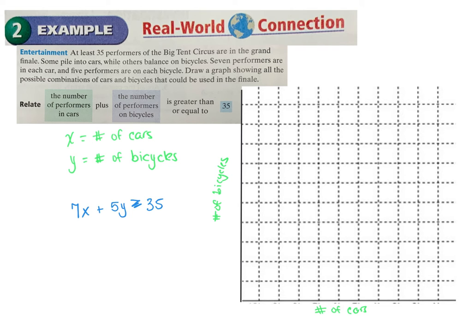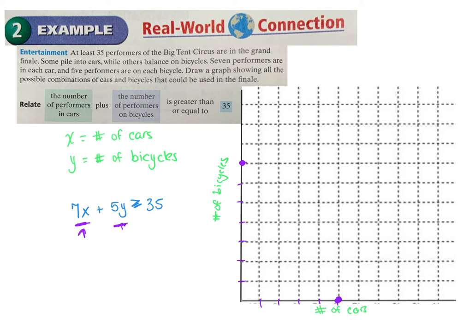If I have no performers in the cars, how many performers would I have to have in the bikes? Well, I'm just going to zero out my cars and say 35 divided by 5. So my Y is going to be where? 7, right? I zeroed out my X. And then if I zero out my bicycles, how many would have to be in the cars? That one's going to be 5, right? So that would be my intercepts there.